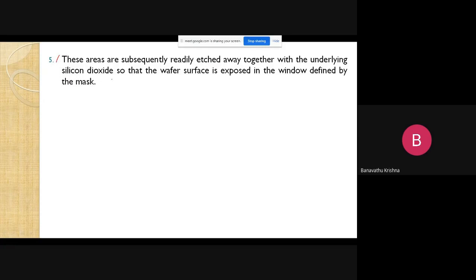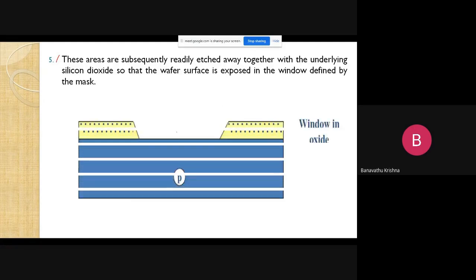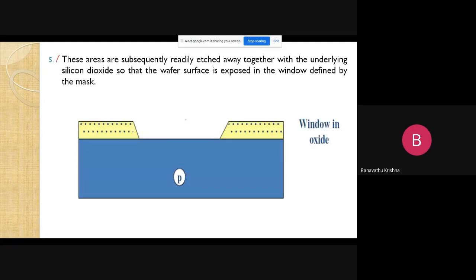So where the softened area is formed, that is shielded by the mask, and that area will be removed, so that the wafer surface is exposed in a window form by the mask. Like this, this is the shielded area. Now this shielded area is removed, and this area will be hardened by the unshielded mask.